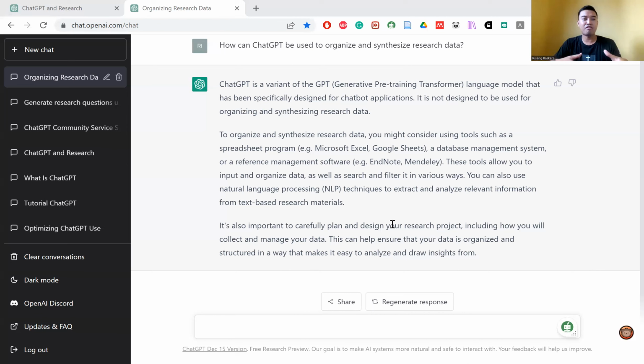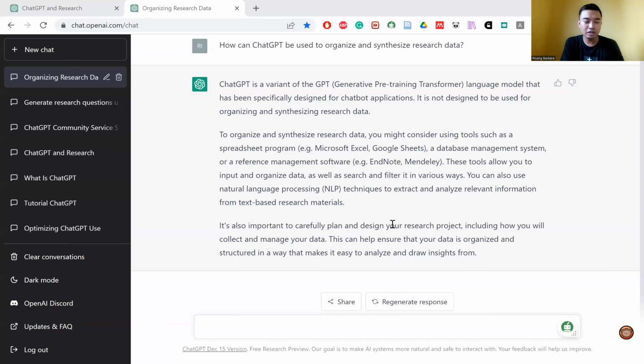Then ChatGPT might generate suggestions such as, you could create a chart or graph to visually represent the data and highlight any trends or patterns. Or you could write a summary of the key findings, highlighting the most important points and implications of the study. Or another response is, you could identify common themes or patterns in the data and discuss their implications for teaching practice.